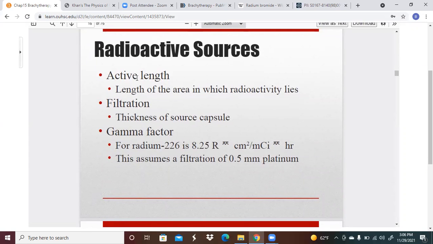When it comes to radioactive sources, you have an active length, which is the length of the area in which the radioactivity lies. You have filtration, which is the thickness of the source capsule, basically how thick it is to block certain types of radiation from getting out. And then you have a gamma factor. For radium-226, the gamma factor is 8.25 roentgen centimeter cubed per millicurie-hour. This assumes a filtration of 0.5 millimeter of platinum.